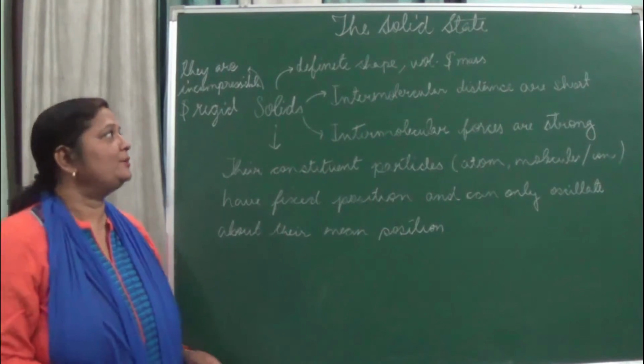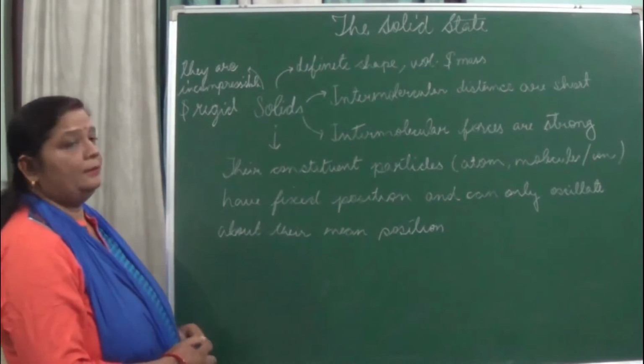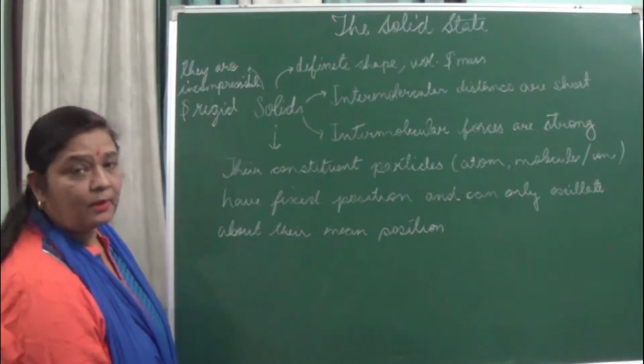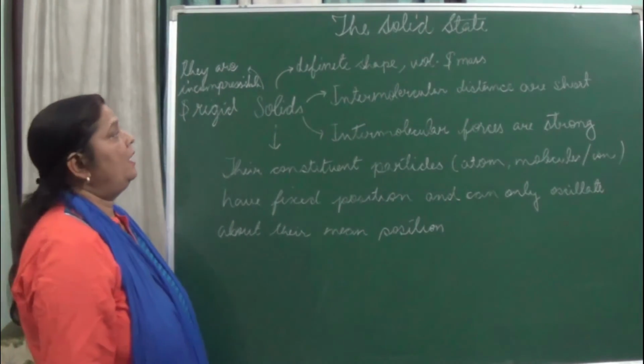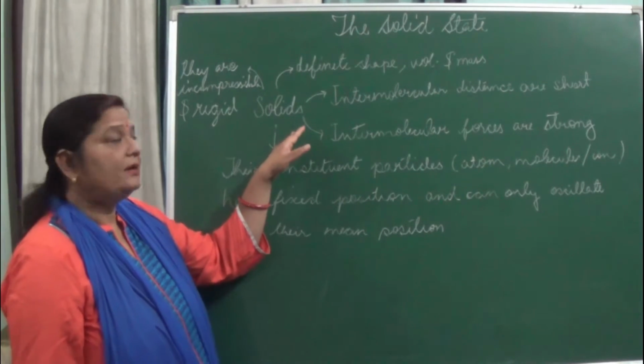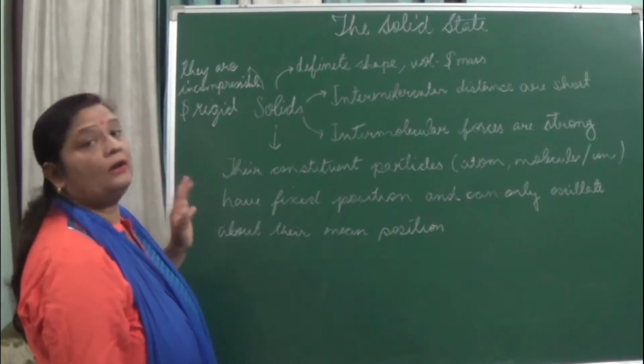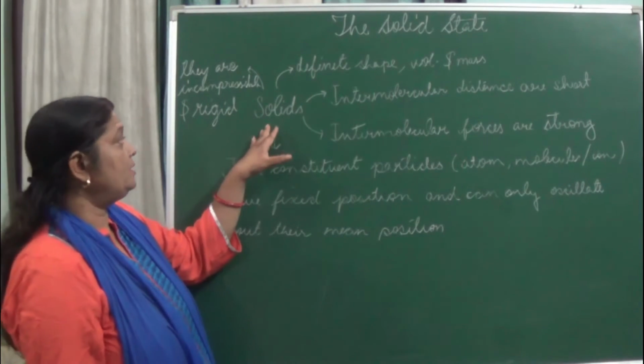Hello students, we are going to study solid state. Solid state means we'll be studying about solids in this chapter, isn't it? So solid is a form of matter. Matter exists in three forms: solid, liquid and gases. Gases you have studied in class 11th, isn't it? Here now in this chapter we are going to study what?